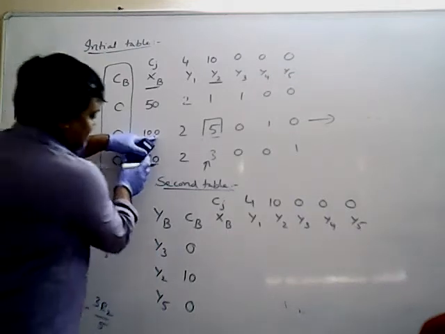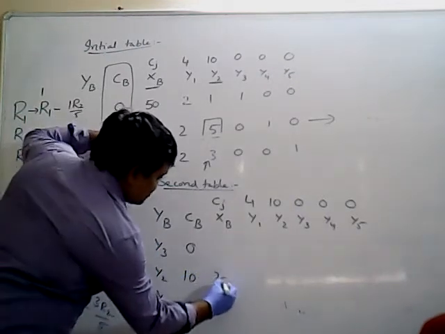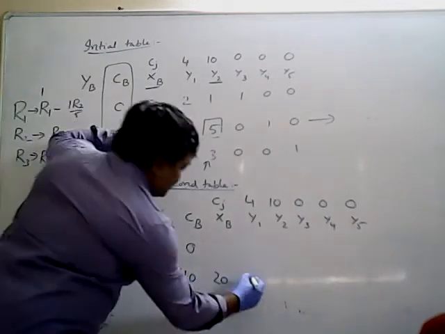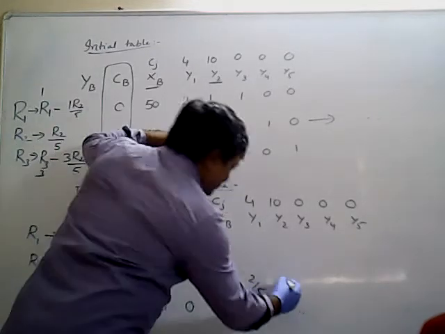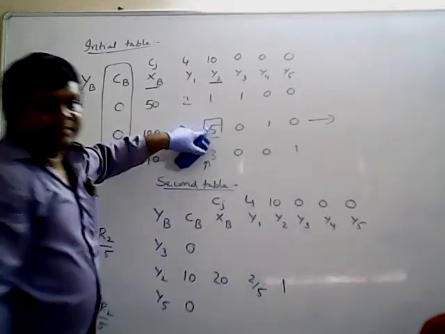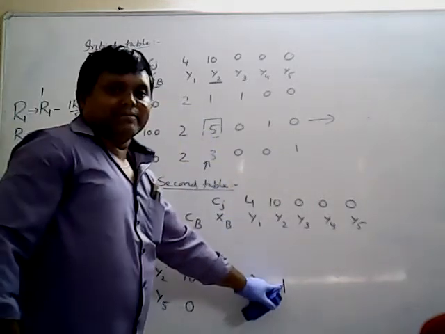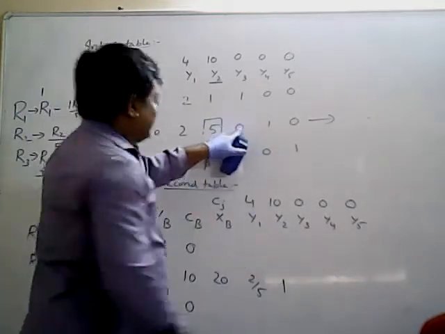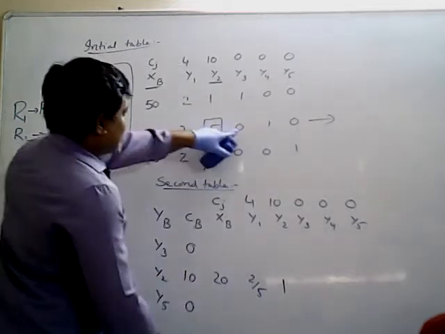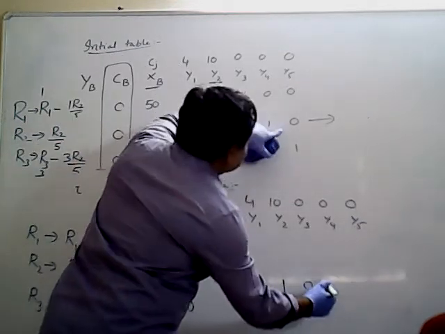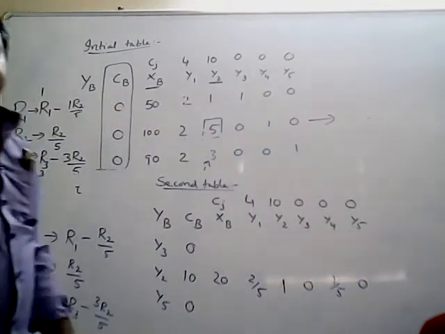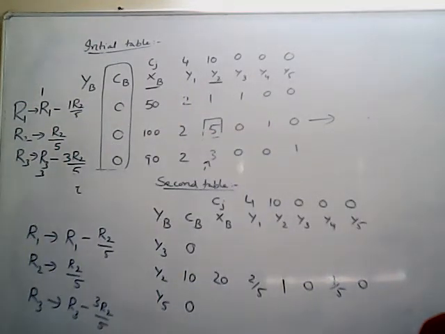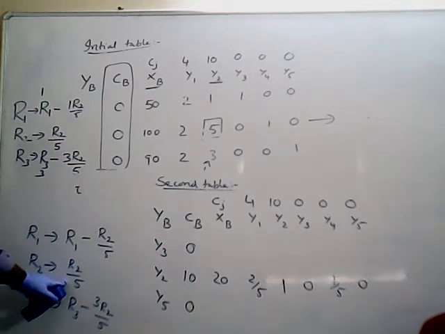100 divided by 5 means 20. 2 divided by 5, leave it as it is, 2 by 5. 5 divided by 5 means 1. So I am getting 1. The key element is 1. Next 0 divided by 5, 0. Next 1 divided by 5, 1 by 5. 0 divided by 5, 0. 0 divided by 5, 0. Now the second row is completed.